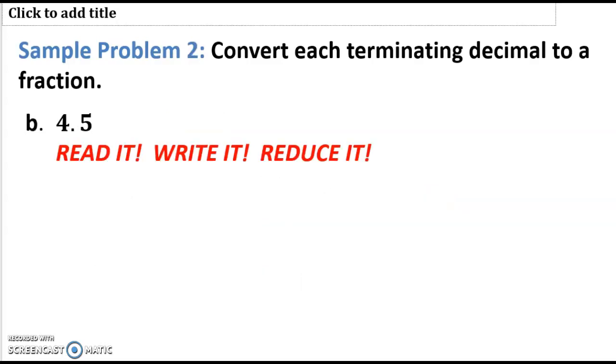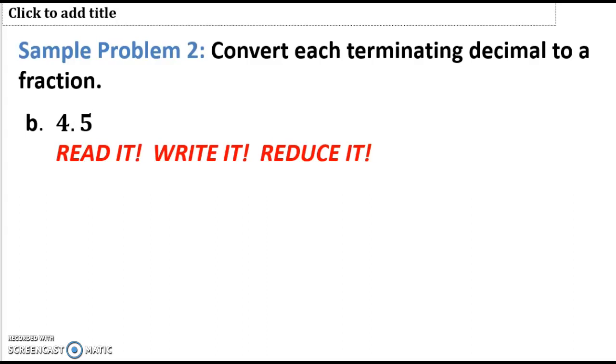Suppose I ask you in sample problem number 2 to convert 4.5 to its fraction counterpart. Now remember, I have to read it with its true place value. So that really is 4 and 5/10. Remember, the 5 is in the tenths spot. The first decimal place is tenths, remember? The second decimal spot is hundredths, and the third decimal spot would be thousandths if you needed that.